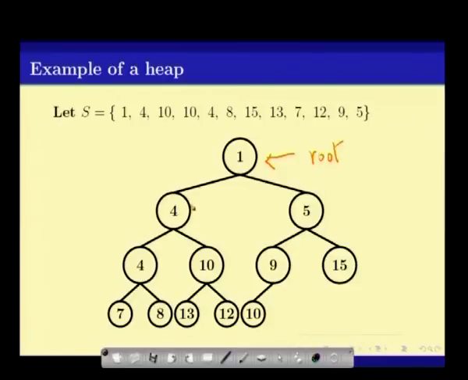Now, each of its neighbors, anything that comes below it, are the children. So here, this node and this node are the children of this node. Similarly, the nodes 9 and 15 are the children of 5, and so on. The other property of this heap, this tree, is that this tree is balanced.